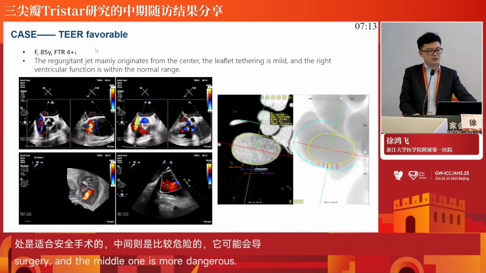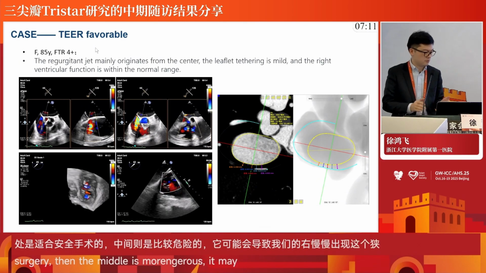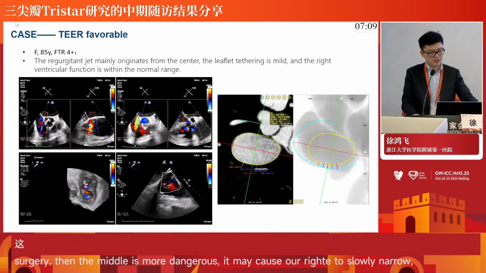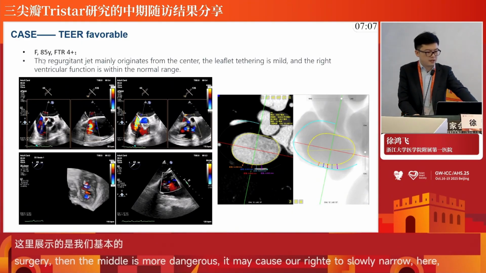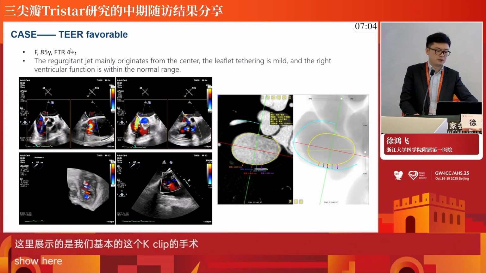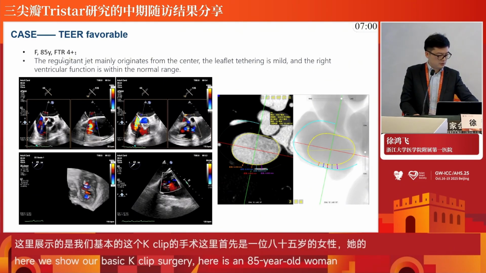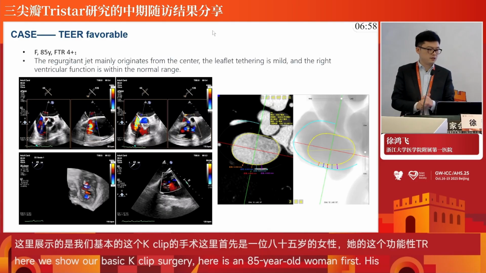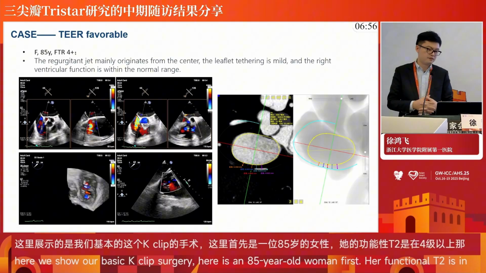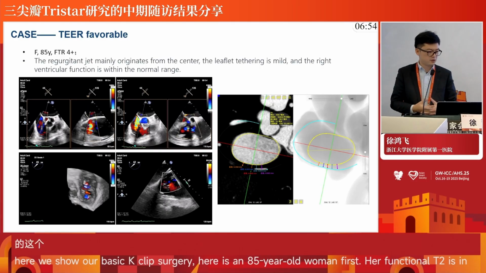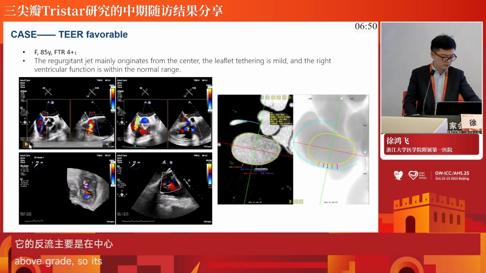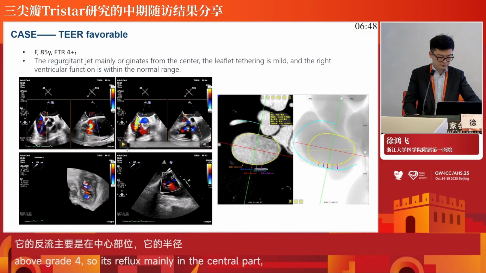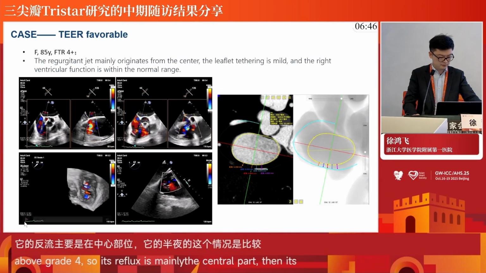And here's a case that shows the basic procedure of the K-clip. It's an 85-year-old female with a functional TR, grade 4. The regurgitation jet mainly originates from the central, the leaflet tethering is mild, and the right ventricular function is normal. We can see the TR.